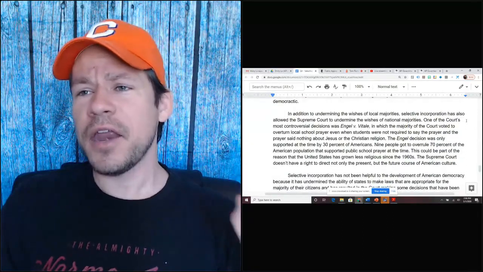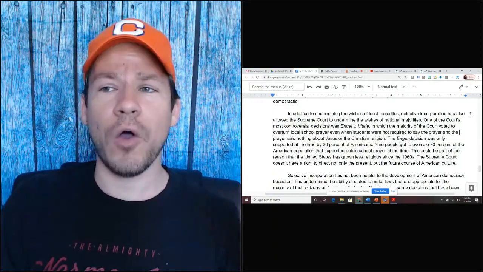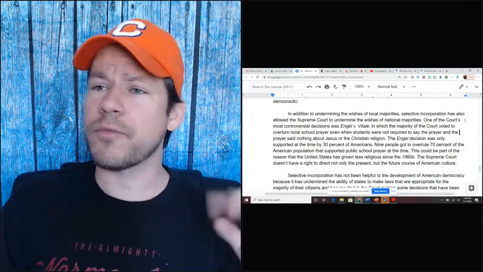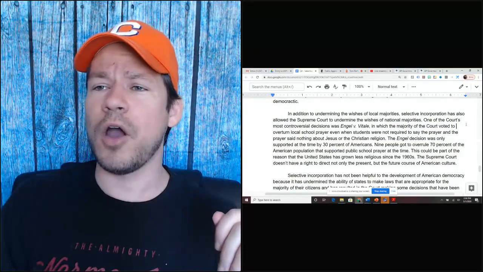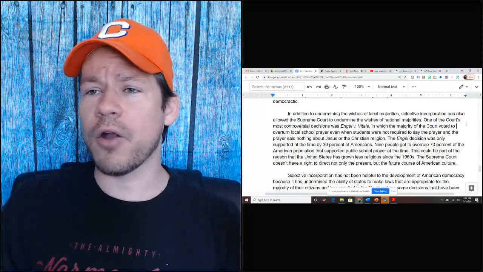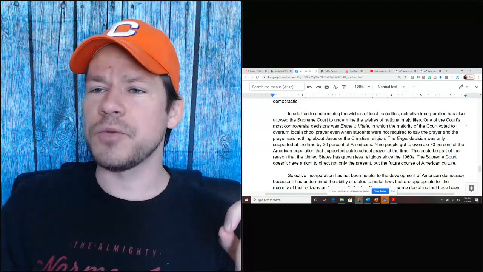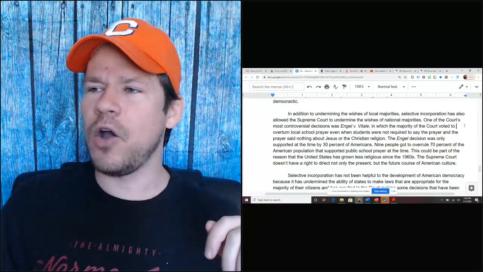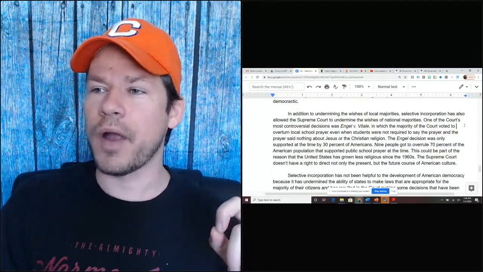In addition to undermining the wishes of local majorities, selective incorporation has also allowed the Supreme Court to undermine the wishes of national majorities. One of the court's most controversial decisions was Engel versus Vitale, in which the majority of the court voted to overturn local school prayer, even when the students were not required to say the prayer, and the prayer said nothing about Jesus or the Christian religion. The Engel decision was only supported at the time by 30% of Americans. Nine people got to overrule 70% of the American population that supported public school prayer at the time.